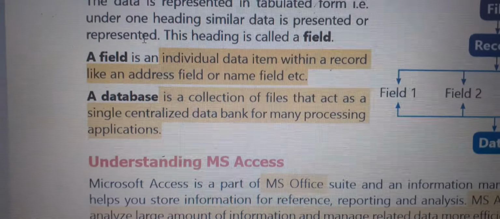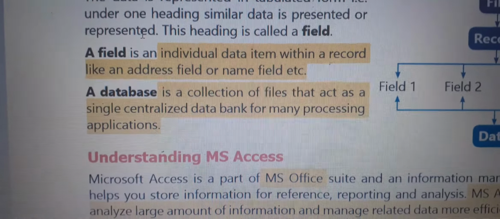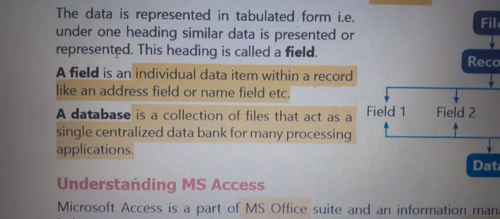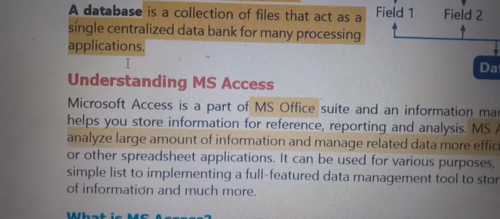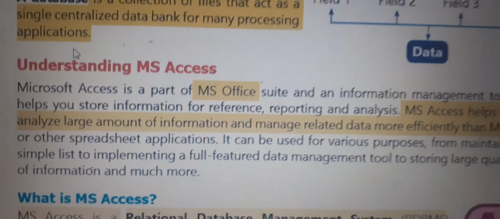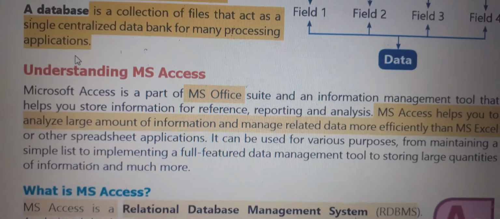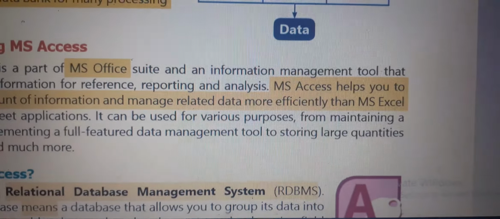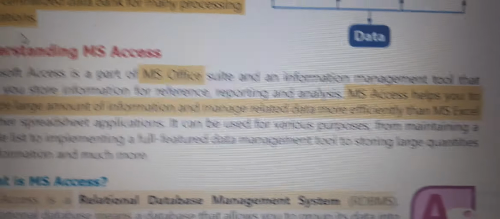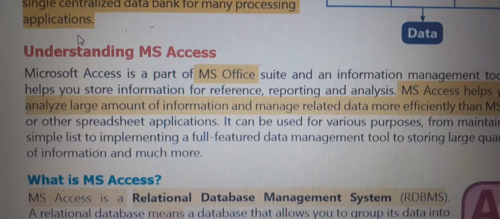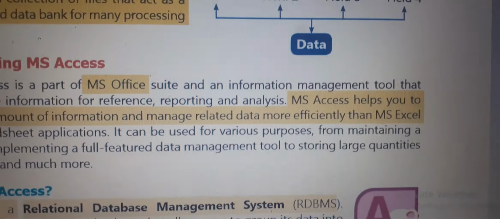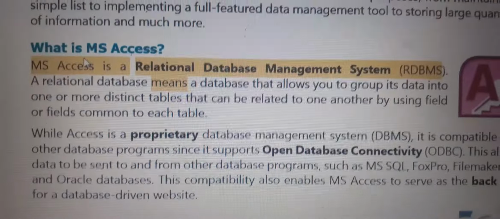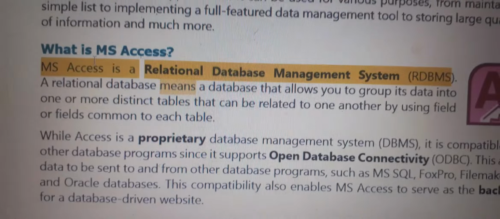Next is database. A database is a collection of files that acts as a single centralized data bank for many processing applications. Next is understanding MSSS. MSSS is a part of MS Office. MS means Microsoft. MSSS helps you to analyze large amounts of information and manage related data more efficiently than MS Excel.